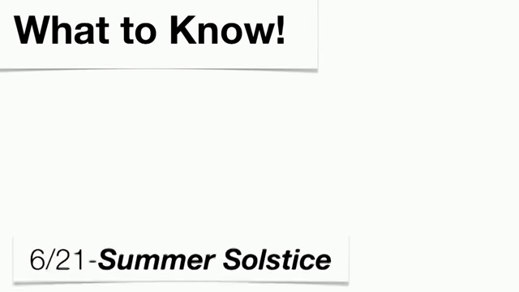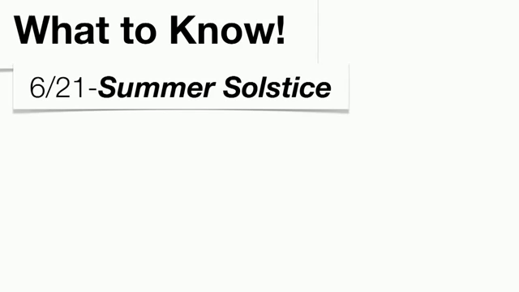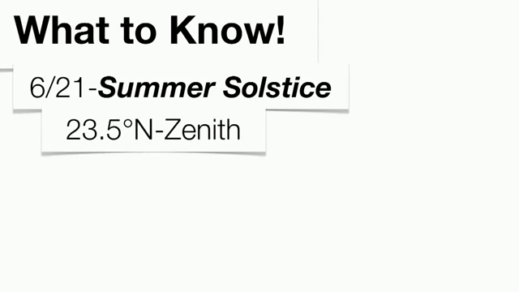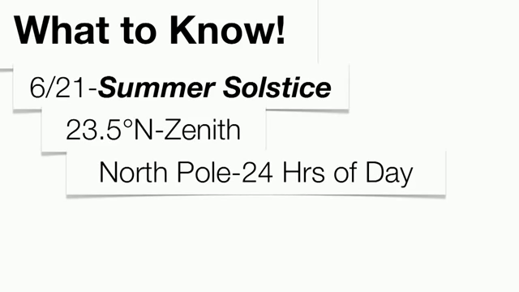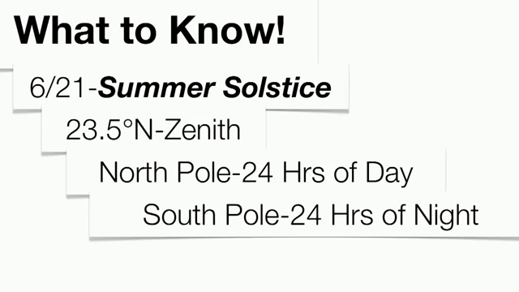So here's what you need to know. The northern hemisphere summertime begins on June 21st. It's called the summer solstice. We get 15 hours of daylight on this day. It's our first day of summer. The zenith is going to be hit at 23.5 degrees north, which is our Tropic of Cancer. On that day, the sun is directly overhead at the zenith at that specific latitude. On this day, because we're tilted towards the sun, the North Pole gets 24 hours of daylight, and the South Pole gets 24 hours of darkness, because it's tilted away.